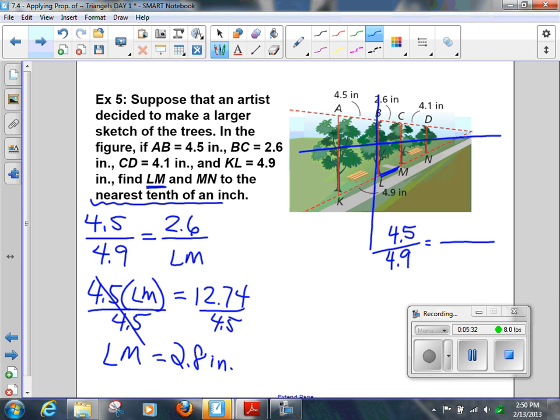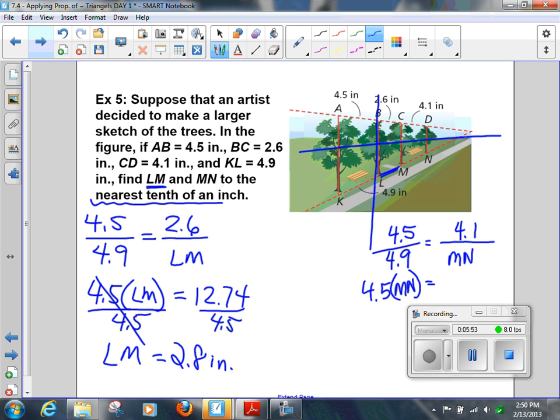Is it going to be 2.6 over MN? No, it's going to be what? 4.1 over MN. Is that what you meant? Yep. It's the same type of motion, but we've just got to move it a little bit. 4.5 times MN, that segment.